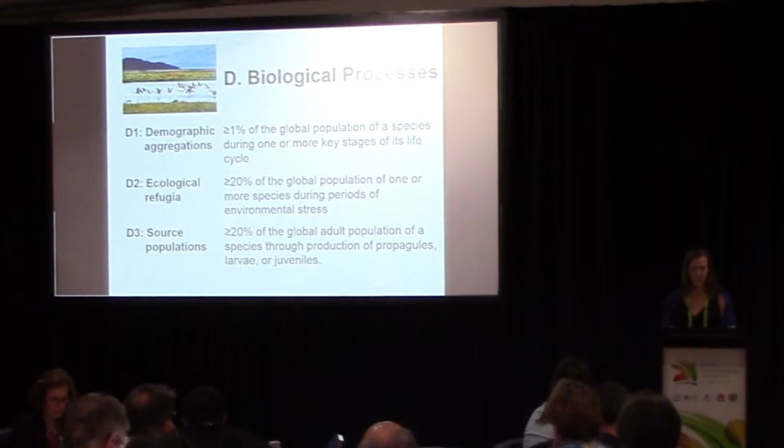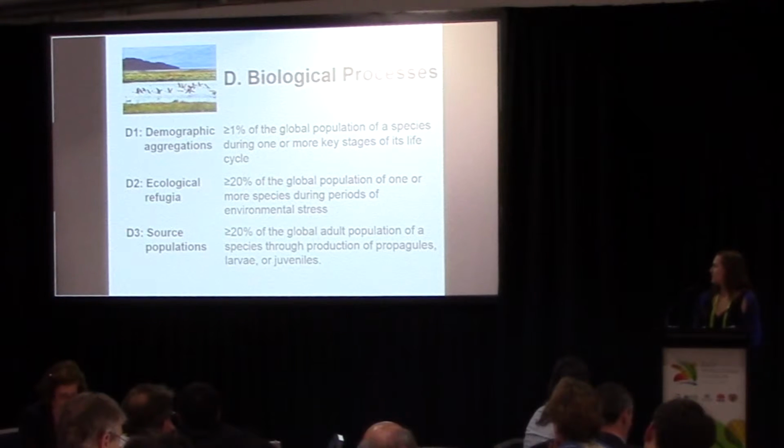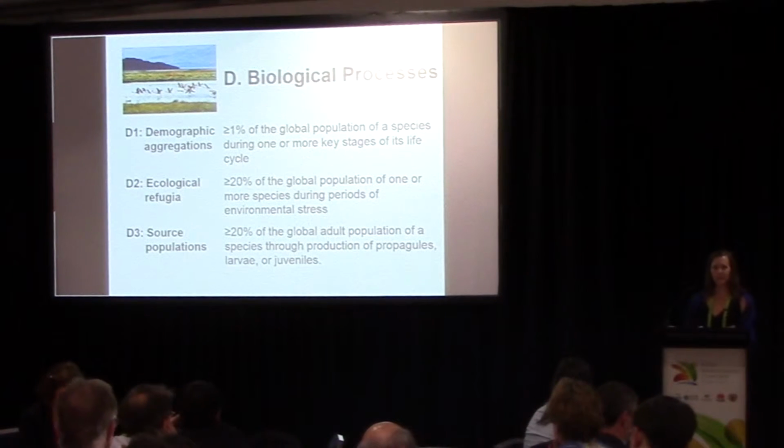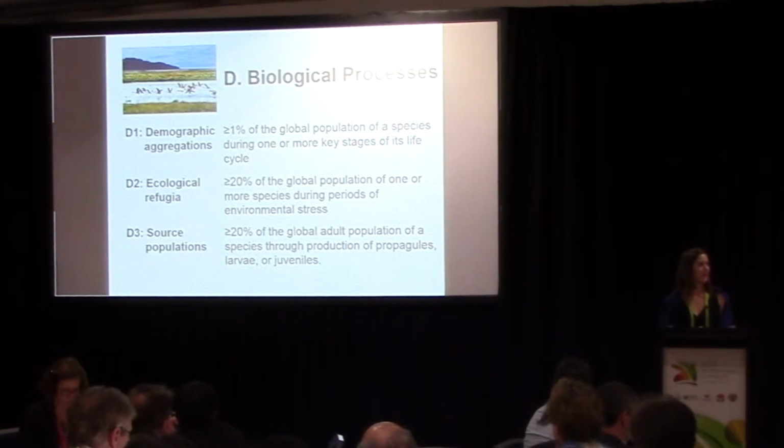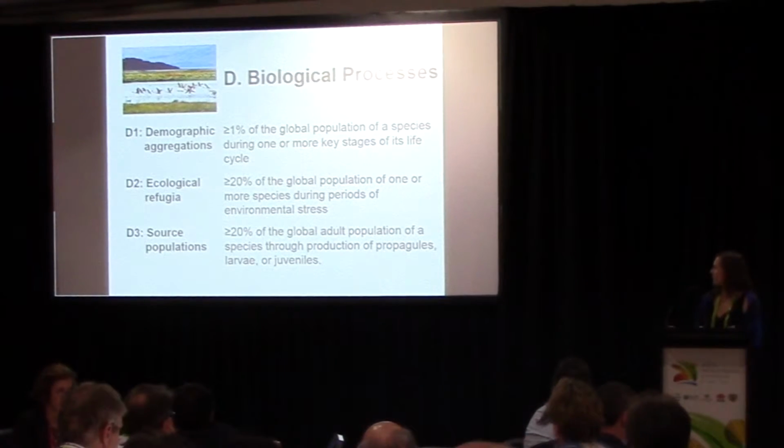Under subcriterion D2, this criterion has been included because species may become concentrated in sites that maintain necessary resources, such as food or water, during periods of environmental stress, when conditions elsewhere become inhospitable. So sites that hold at least 20% of the global population of one or more species during periods of environmental stress, as their ecological refugia, would trigger KBA status. For subcriterion D3, for source populations, these are populations that make a globally significant contribution to the recruitment of species elsewhere. So individuals are moving out of the site in globally significant numbers for recruitment.